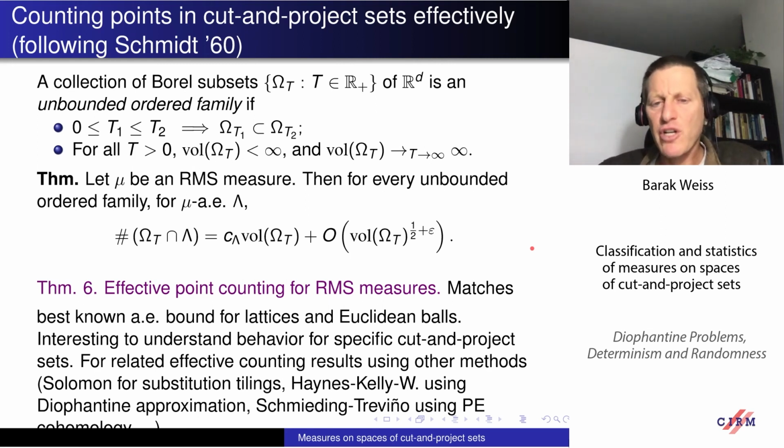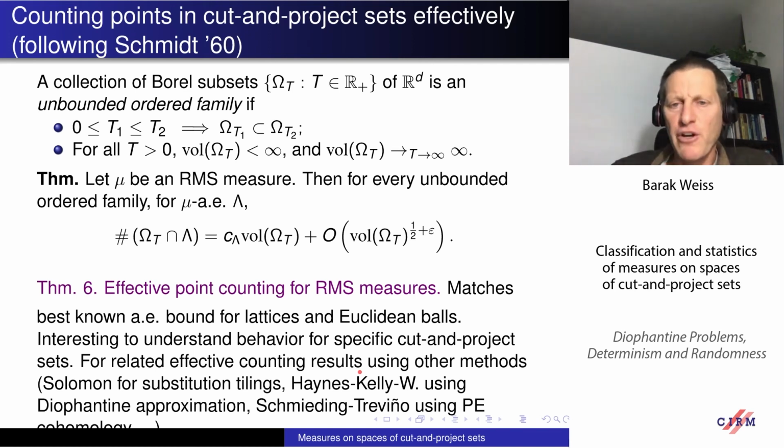The data in the cut and project constructions should have certain Diophantine properties, and then you can get certain effective counts. They're not better than this, but they are explicit. You have explicit examples of cut and project constructions. This is joint work that I did with Haynes and Kelly. And there's been other work using pattern equivariant cohomology on tiling spaces by Schmieding and Trevino for cut and project sets that have a certain self-similarity under dilations.